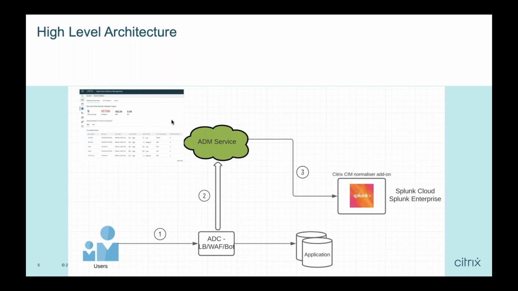And this normalizer add-on converts the violations that are being sent from ADM service, which are in JSON format, into a SIEM compatible common information model format. Once the information is present in the common information model, it can then be used by other SIEM compatible applications to slice and dice and view the data. And we'll see an example of this in our demo.